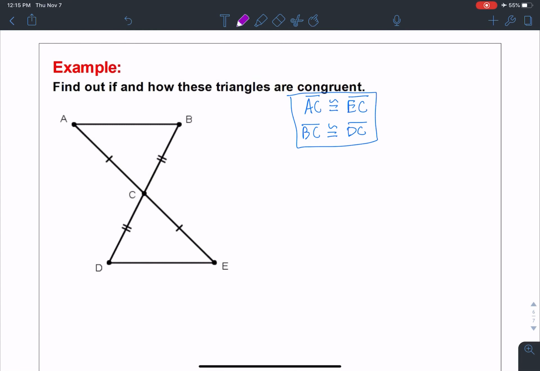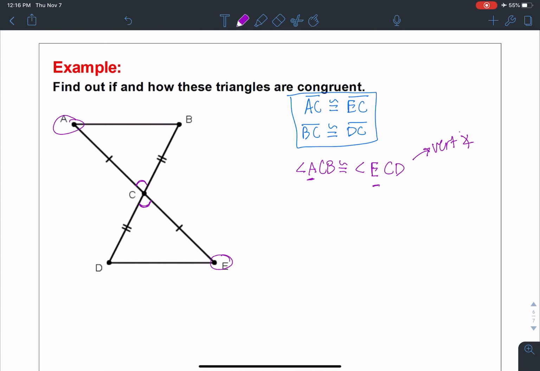Our next piece of information that we're going to use is vertical angles right here. And we're going to say angle ACB is congruent to angle ECD. So notice I started with angle A in my first part of my statement. So when I started the next part of my statement, I had to start with angle E because angle A is congruent to angle E. So I had to go in order. And this came from vertical angles.